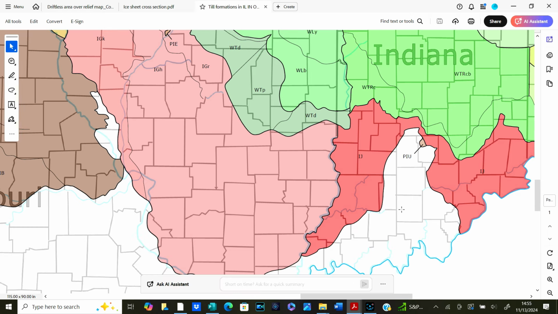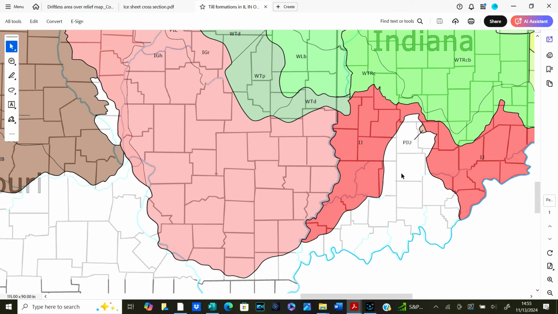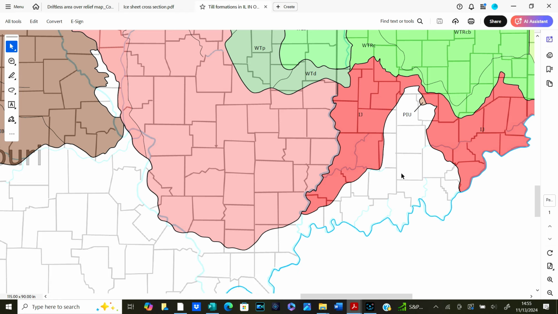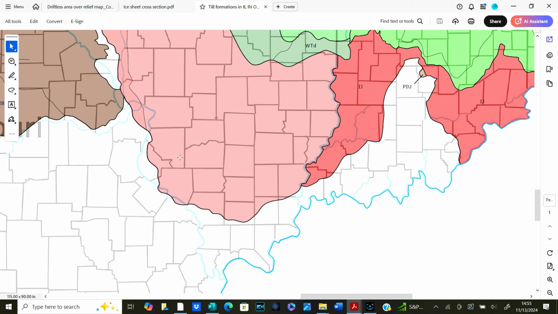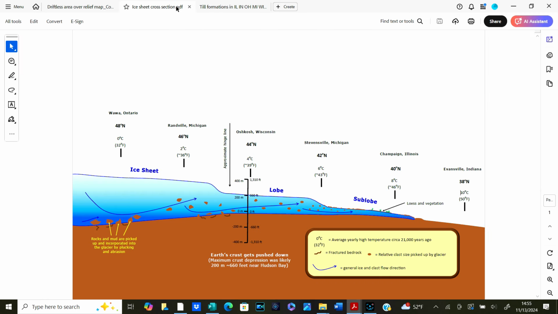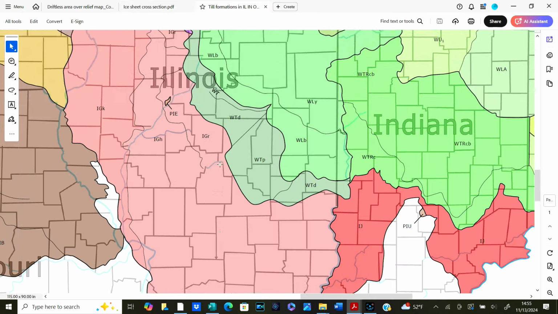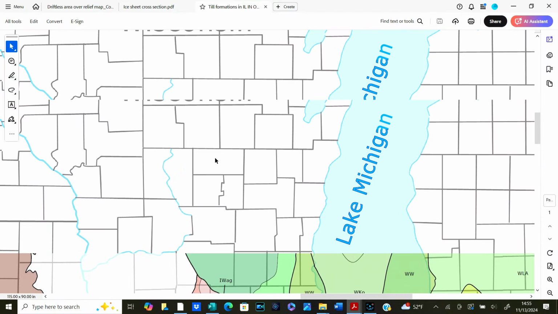Down here isn't driftless because it's technically the edge of the glaciers. The glaciers never went further south than this. That doesn't mean it wasn't colder to the south. That just means the glaciers never reached past that. All right, but there is some evidence in southern Illinois that there might have been a couple here, so this might actually extend a little bit. All right, so the driftless area, why is it there? Why is this little area here?